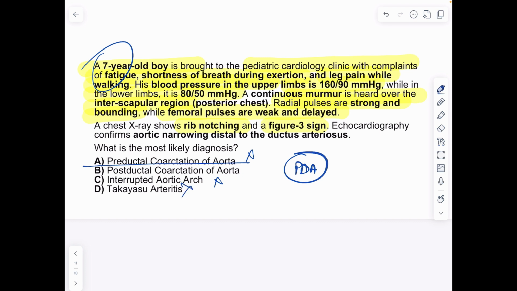Takayasu arteritis, as you already know, is presented in young adult females, not in case of a child, and it causes absent pulses in the upper limbs, but this patient has a strong radial pulse mentioned in the question. So this also is obviously not the answer for this question.